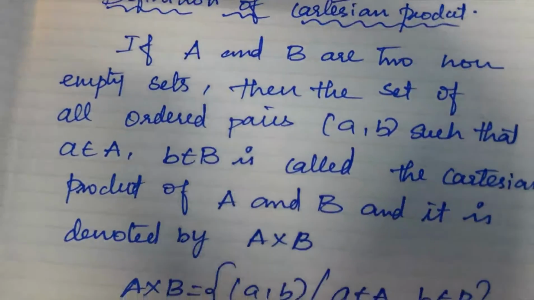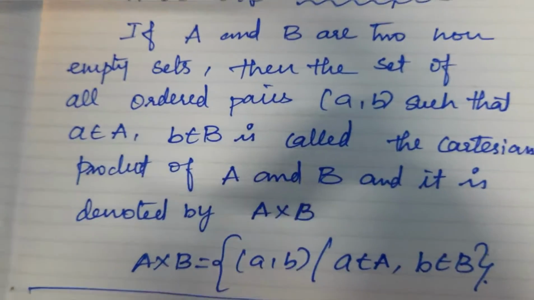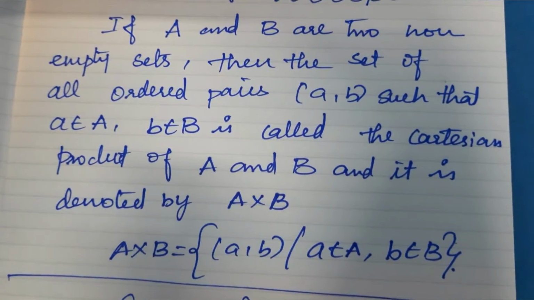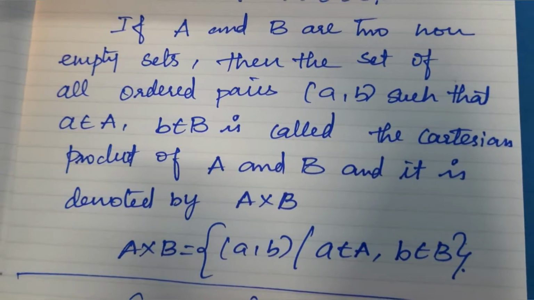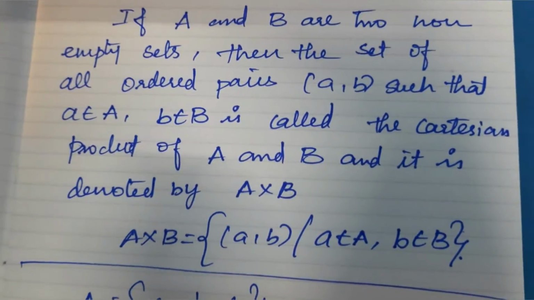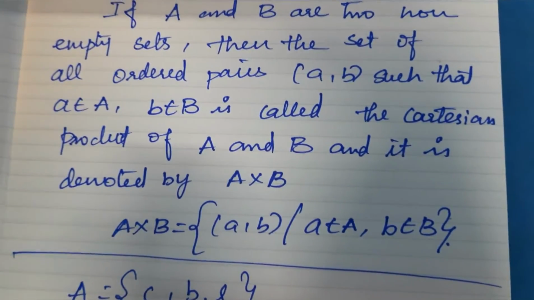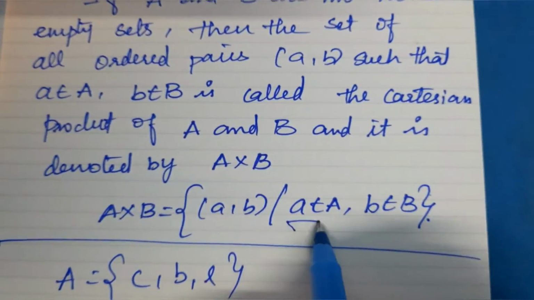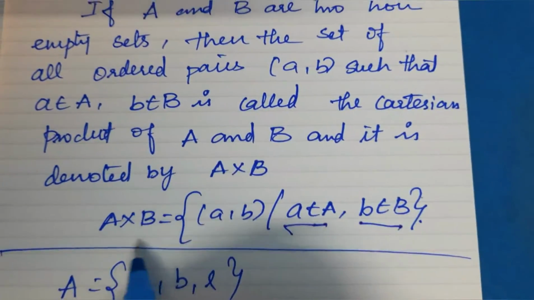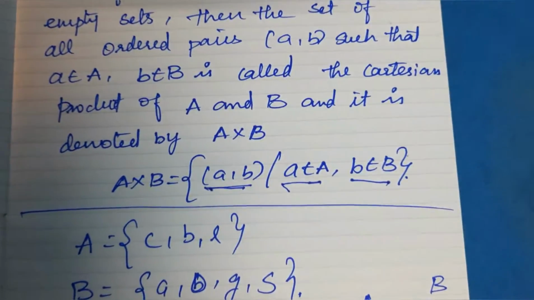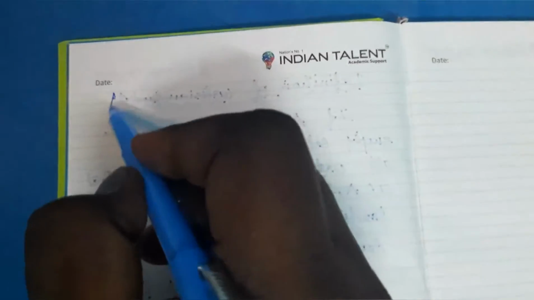Now we go to the definition of the Cartesian product. If A and B are two non-empty sets, then the set of all ordered pairs (a, b), such that a belongs to A and b belongs to B, is called the Cartesian product of A and B, and it is denoted as A cross B. So A cross B is equal to (a, b) such that a belongs to set A and b belongs to set B. It should be in the form of a, b. It is called an ordered pair. Is it clear, children?